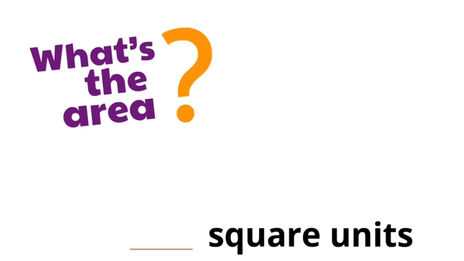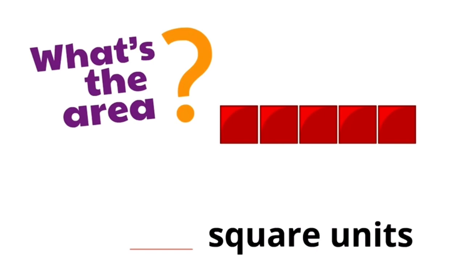Okay, that was cool, right? Let's try figuring out the area of this rectangle. Just like last time, we are going to measure the area of this rectangle using square units. Remember, the area of a shape is the space inside of the shape. So, how many square units are in this rectangle? Do you know? Yeah, there are 5 square units in this rectangle. Great job! That's the area of this rectangle. 5 square units.